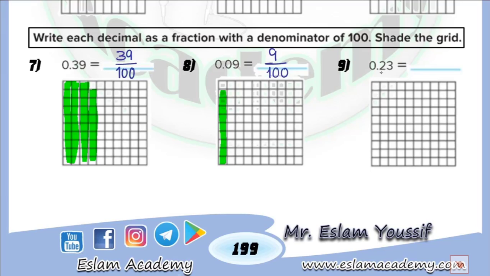In question number 9, we have 0.23. We will just write 23 without any change. Because we have 2 digits at the right, we will write the denominator as 100. So it will be 23 over 100. To shade the model, we have here 23. 20 means we will shade 2 full columns. And 3 means we will shade only 3 small squares. And that's how we can write the decimal as a fraction, then shade the model.